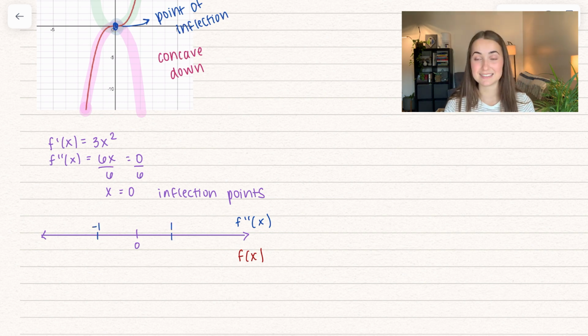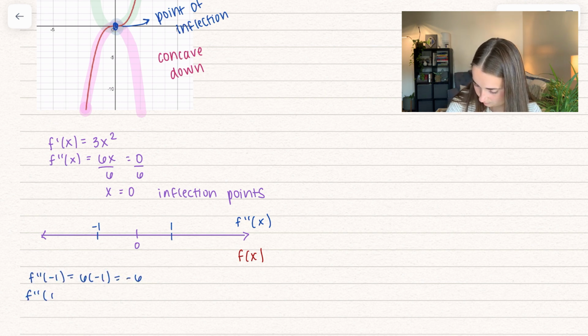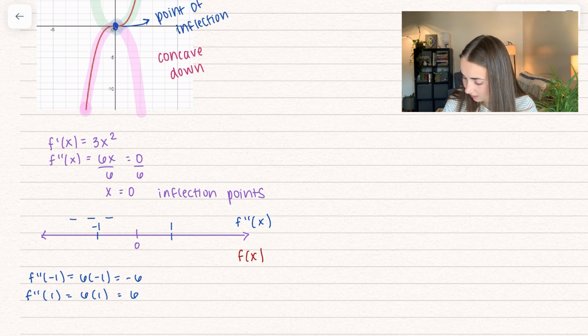We plug that into the second derivative. So I'm going to go ahead and do that. Alrighty, so when we plugged in -1, it was negative. And that means our function is concave down. It is negative, so we have a frowny face.